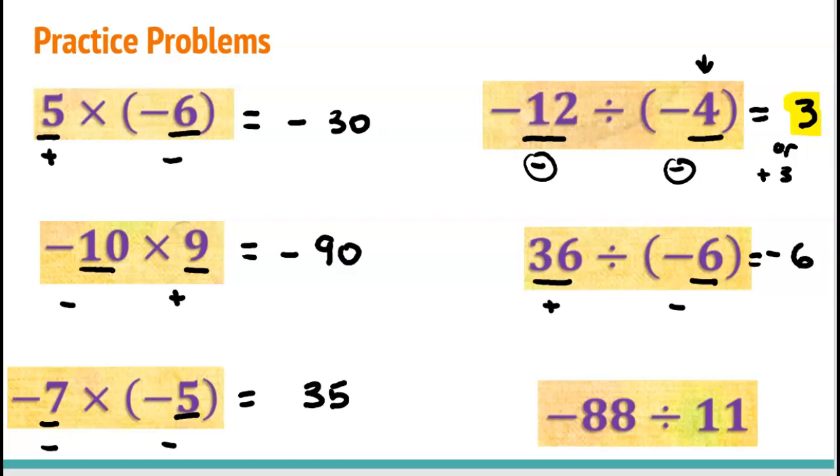Last but not least, 88 and 11. I know that 11 goes into 88 8 times. Again, 11 is positive, put a little plus sign. 88 is negative. Again, they are unlike signs, so that must mean that this is negative. All right. If you got those correct, you should be super proud of yourself.